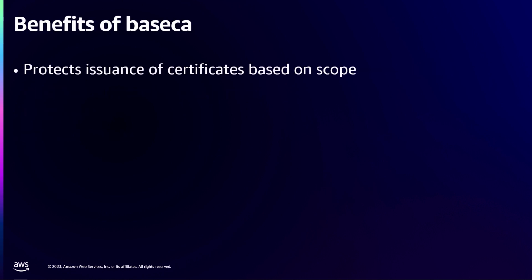Cool. So just going through a few benefits of Base CA real quick. The biggest one is really the ability to protect the issuance of certificates based off of scope, right? As far as scope, it means which environments you're able to issue from, which chains you're able to issue from, which extended keys you have, common name, subject alternative name, certificate validity, and a whole lot of other things. So we have a very tight predefined scope of what you're able to issue, so you can't actually issue something that shouldn't be your identity.